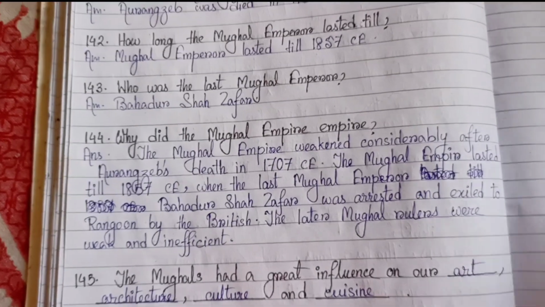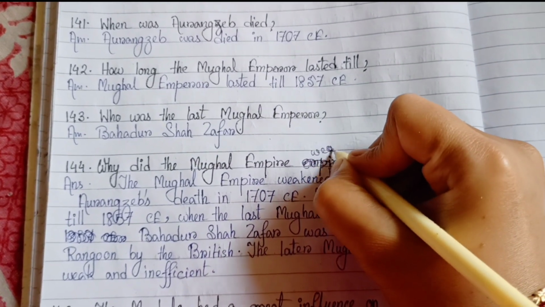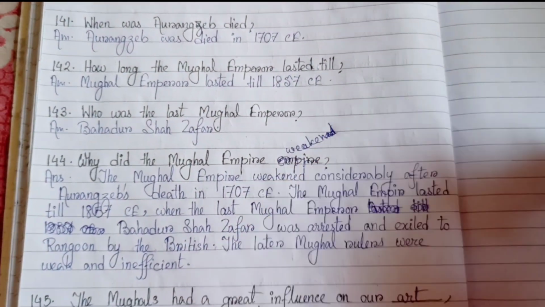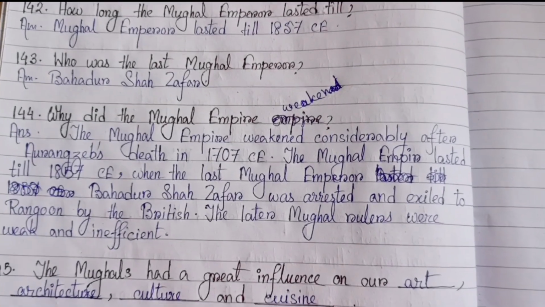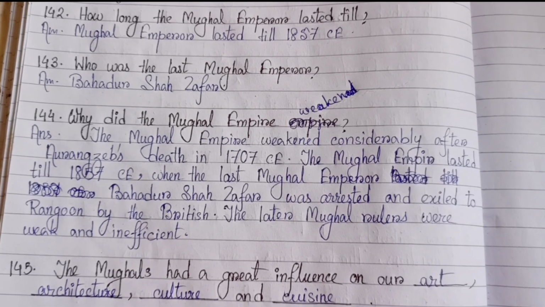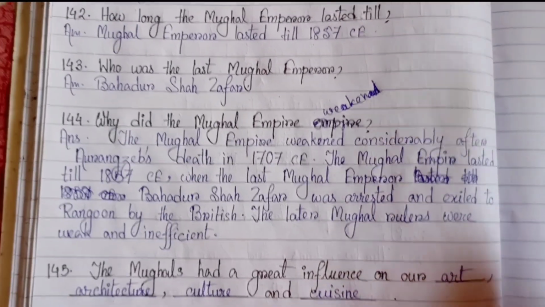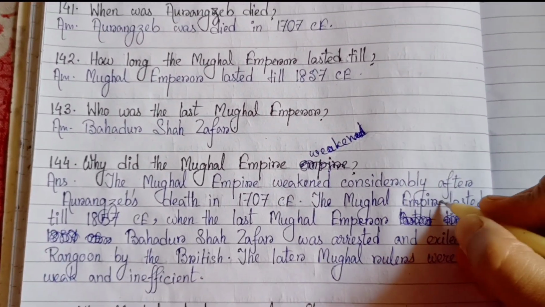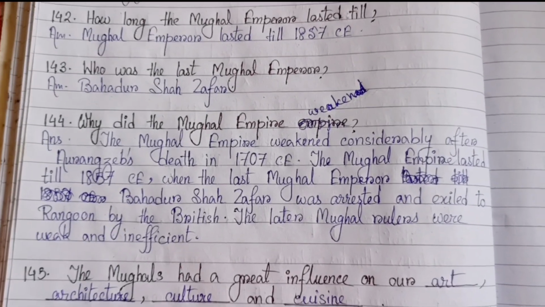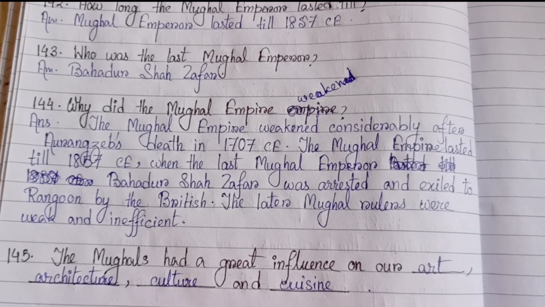144. Why did the Mughal Empire weaken? The Mughal Empire weakened considerably after Aurangzeb's death in 1707 C.E. The Mughal Empire lasted till 1857 C.E., when the last Mughal emperor Bahadur Shah Zafar was arrested and exiled to Rangoon by the British. The later Mughal rulers were weak and inefficient.